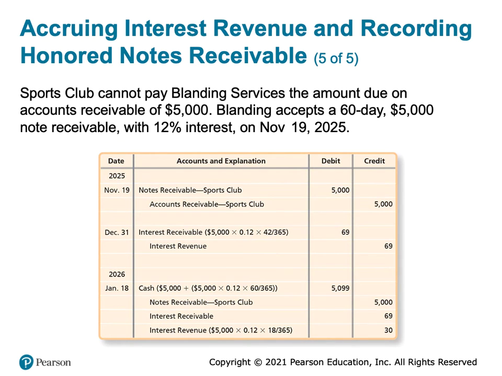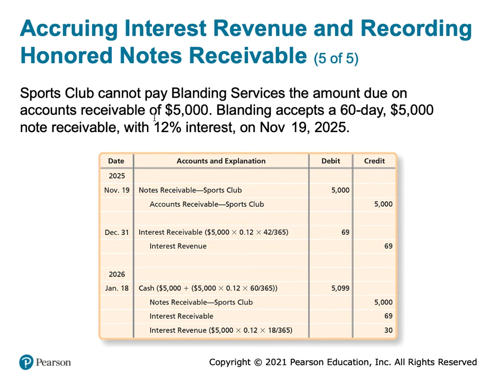Here's one more example. Very similar, or no, sorry, it's not similar, because now... Oh, it is similar. I should just read the description. Sports club cannot pay Blanding Services the amount due on their accounts receivable of $5,000. Blanding accepts a 60-day $5,000 note receivable with 12% interest on November 19th, 2025.